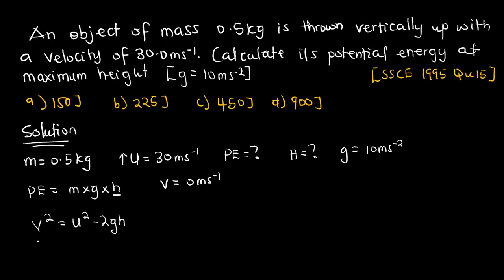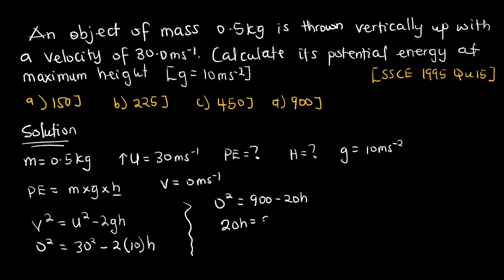What it means, therefore, is that in place of the v over here, if we do the substitution, we're going to have 0 squared is equal to our initial velocity, which is 30. So we have 30 squared, then minus 2, the gravity is 10, and then we have our height. So from here, let me expand that first. I have 0 squared is equal to 30 squared, which is 900, minus 20h. So from here, I'll send the 20h to the other side of the equal sign, because here is still 0. If I do that, I'll have 20h is equal to 900.